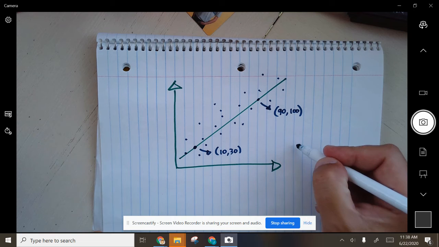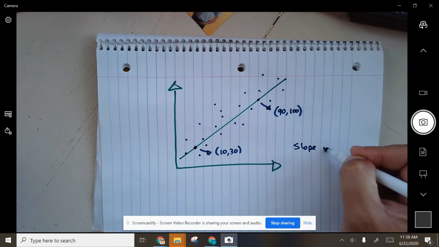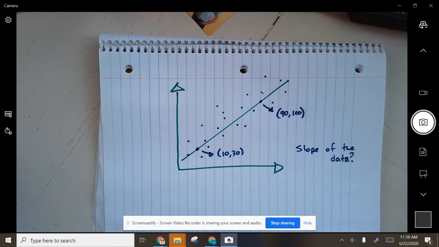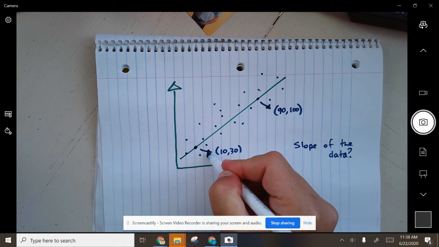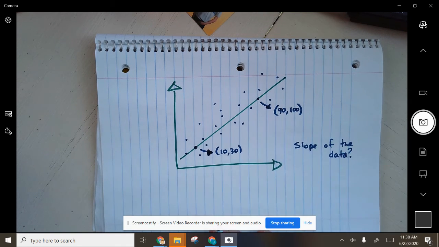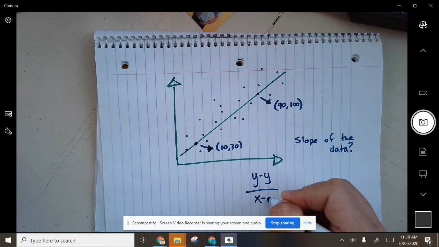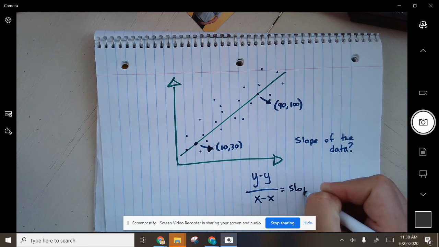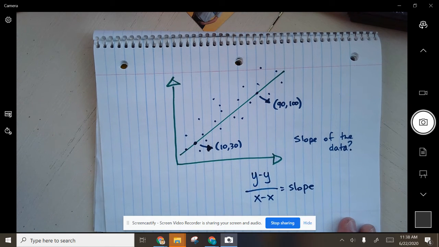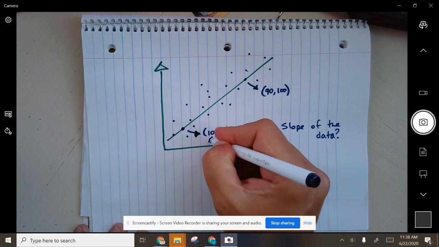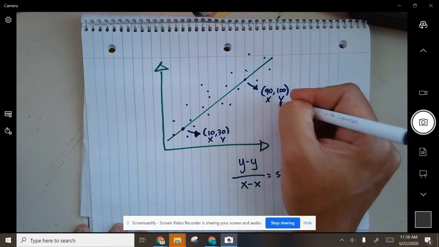And what if I said, what's the slope of the data? What would you do? Do you notice that you have 2 points? What do you do when you have 2 points? This is a review. Can you do y minus y to give you slope? All right. So why don't you do that? y minus y over x minus x. This is x, this is y, this is x, this is y.